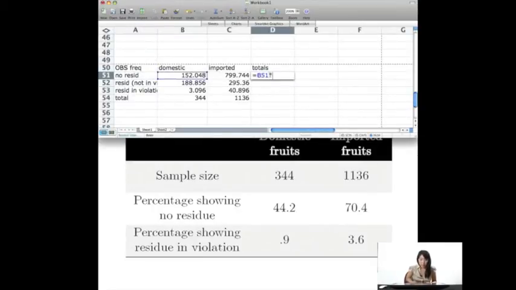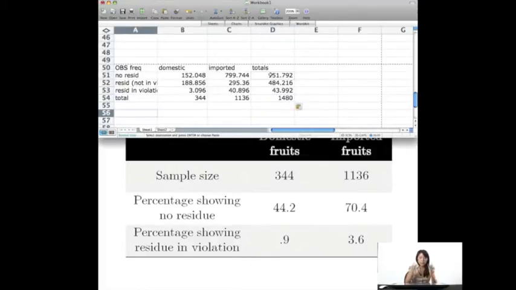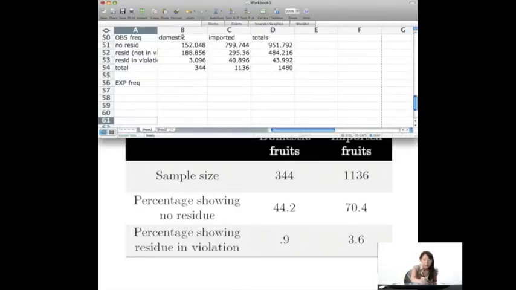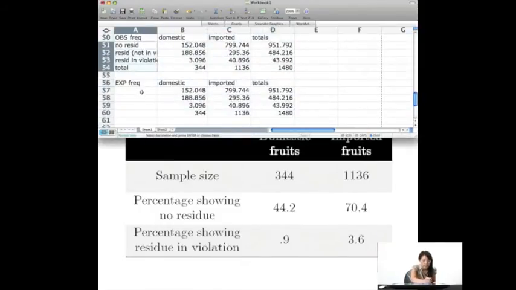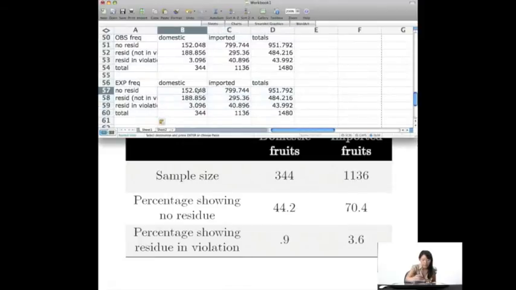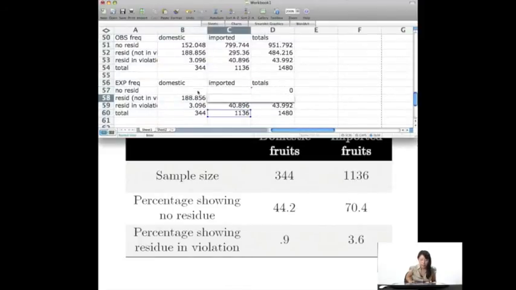And so that's adding these rows together. And we have a total of 1,480 fruits, domestic and imported all together, right? Once we have that, then it would be easy for us to find expected frequency. And expected frequency we could basically set up in a very similar way, except I'm just going to clear these out.